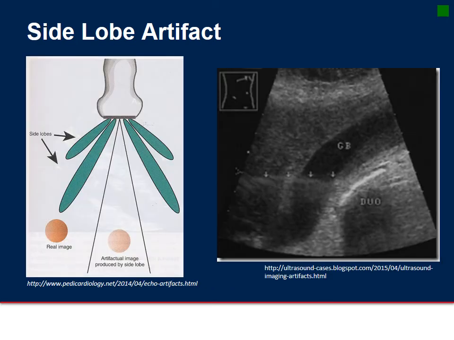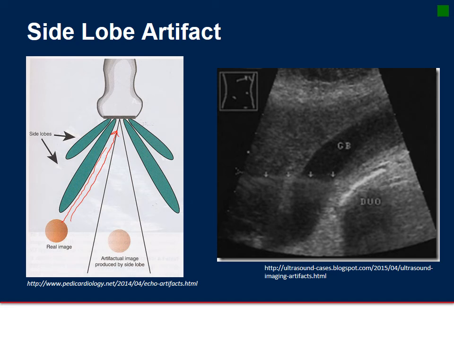Another type of artifact is called side lobe artifact, and this one's a little more difficult to conceptualize, but remember that our ultrasound transducer sends out waves in different directions, and it also has the central beam. But occasionally, a side lobe or a beam that's to the side of the transducer will encounter an object and reflect back to the transducer, but the transducer will think that it was reflected from an object within the central beam.